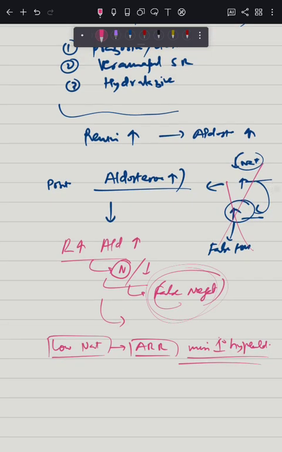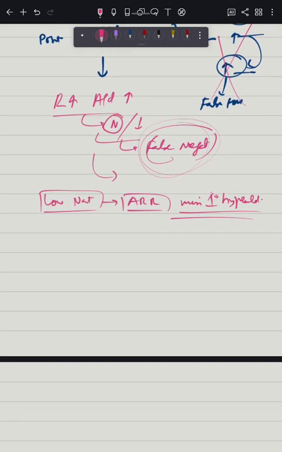Now if you are on a high salt diet, for example a liberal diet, what will happen? The body does not need extra salt. A normal person's renin will be suppressed, so renin will become low and aldosterone will also fall, and this is the scenario. So you have to interpret the results.